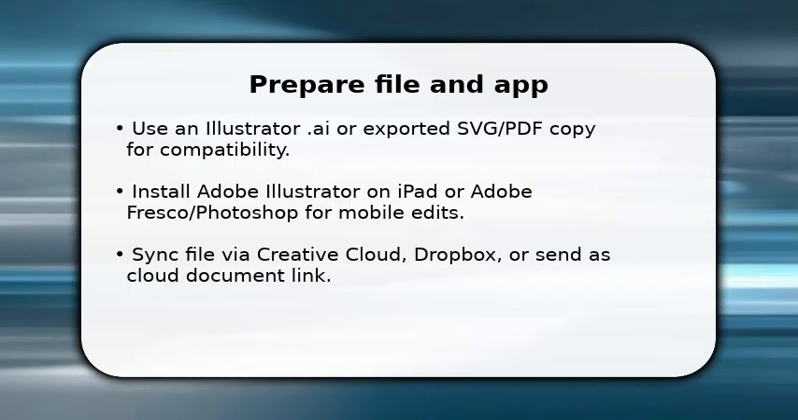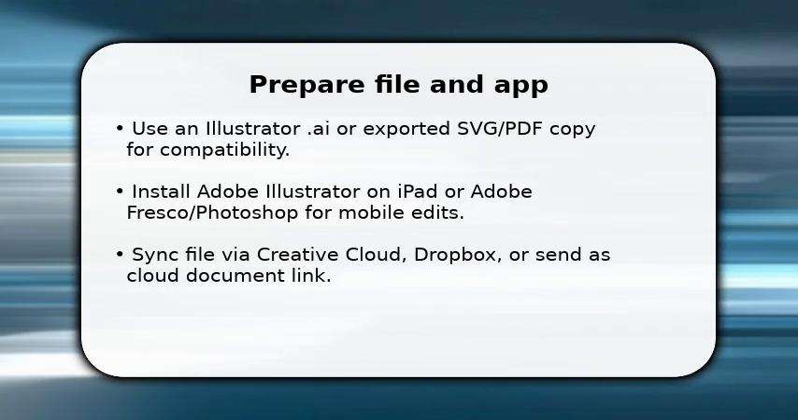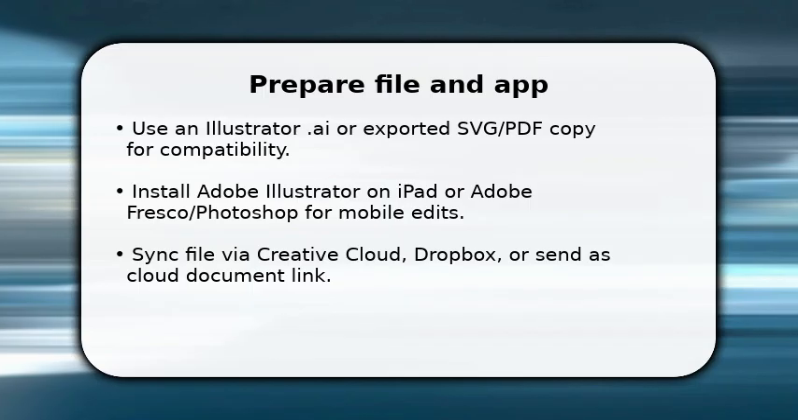You start by ensuring the correct file and app are ready. Open the AI or cloud document in the mobile app. If it's an SVG or PDF, import it. Once done, sync with Creative Cloud or Dropbox to preserve layers and assets. Make sure you have enough storage and recent app updates for compatibility.